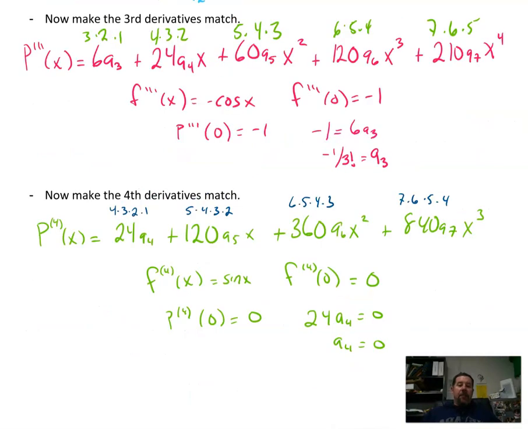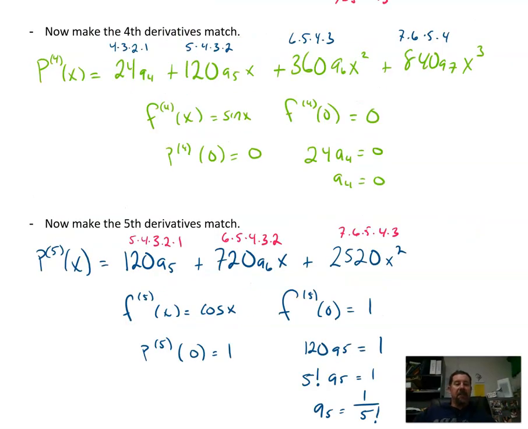All right, so using the same process, there's our fourth derivative of both the polynomial and the function. The function evaluated at 0 is 0, so the polynomial should equal 0, so I get a sub 4 should equal 0. Now I just need to do the fifth, sixth, and seventh derivative.